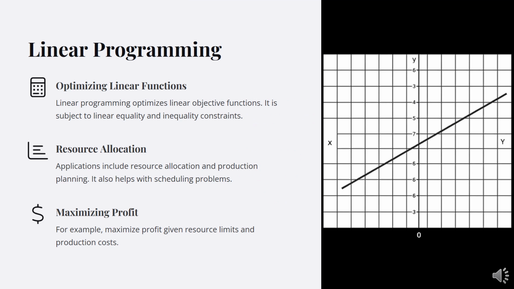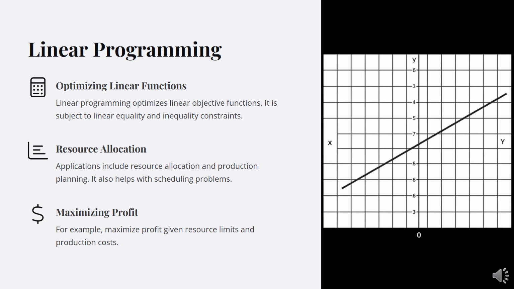Linear programming is based on optimizing a linear function, resource allocation, and maximizing profit. Linear programming is a mathematical technique used to find the best outcome, that is maximum or minimum, in a mathematical model whose requirements are represented by linear relationships.